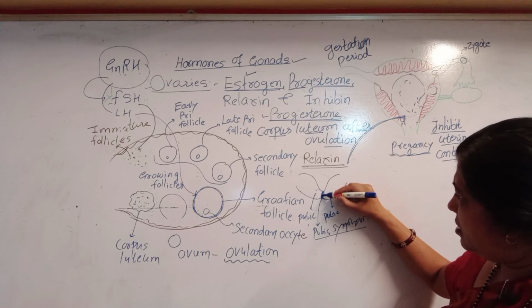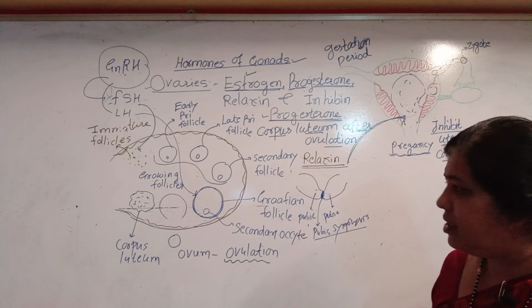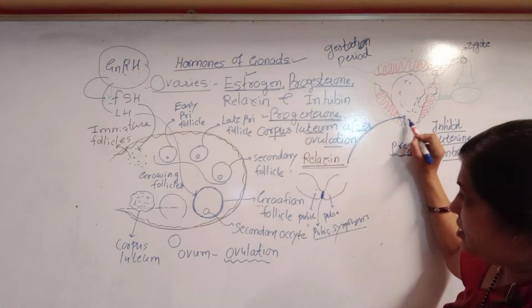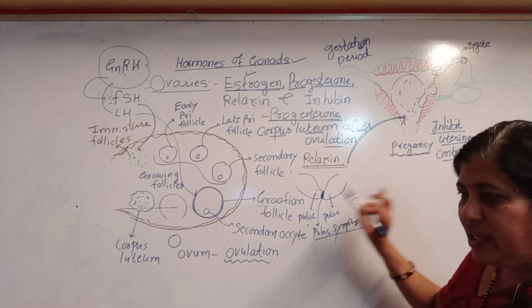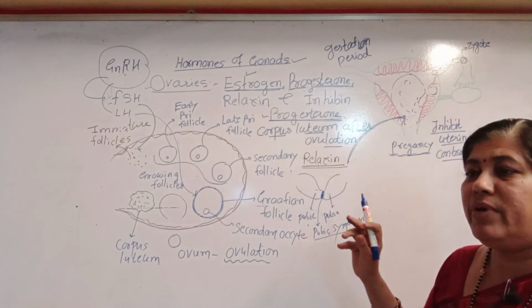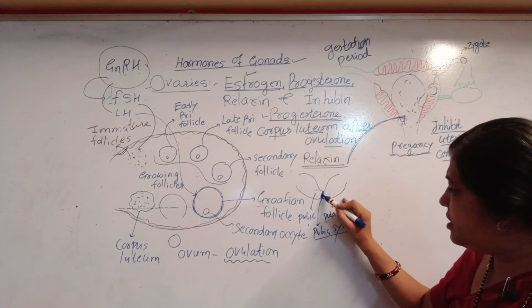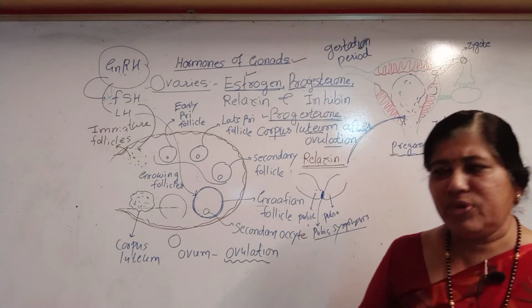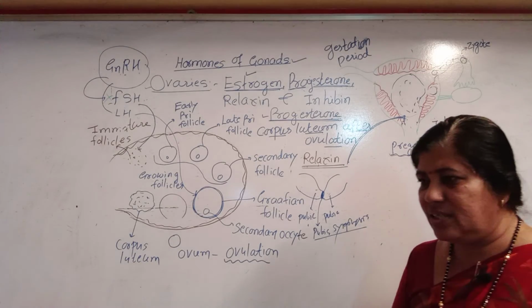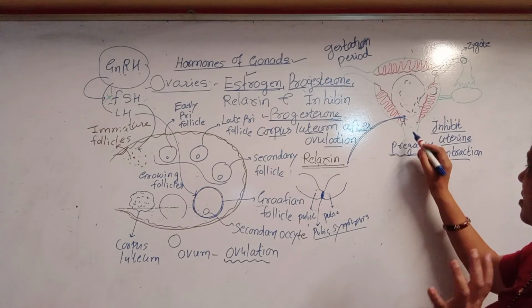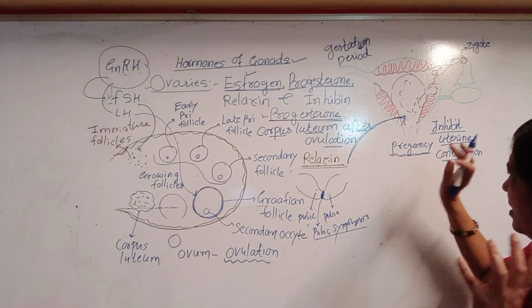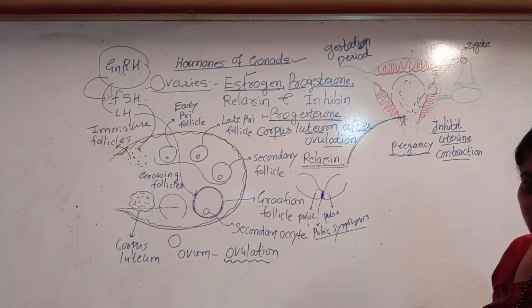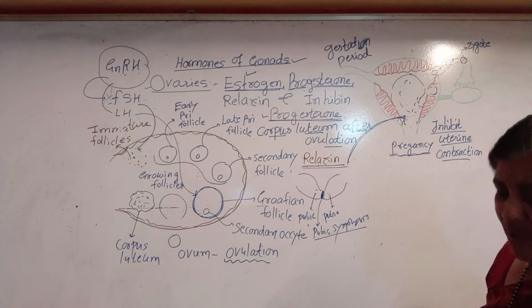So during parturition, during delivery, the relaxin hormone relaxes the cervix of the uterus, as well as the ligaments of pelvic bones. It also relaxes the pubic symphysis, meaning it increases the space. It dilates the birth canal for easy birth of the baby.